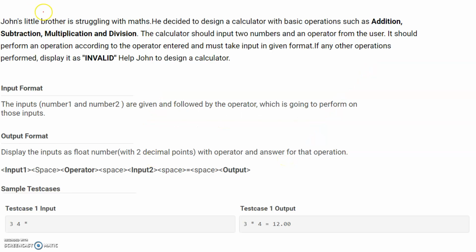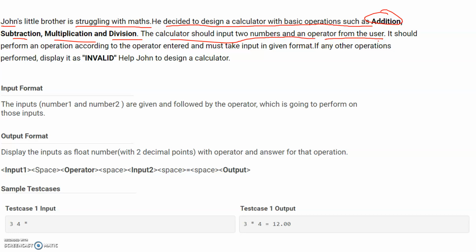So see, the question is given like this: John's little brother is struggling with maths. He decided to design a calculator with basic operations such as addition, then subtraction, then multiplication, and then division. Okay, the remainder operator is not there. The calculator should input two numbers and an operator from the user.